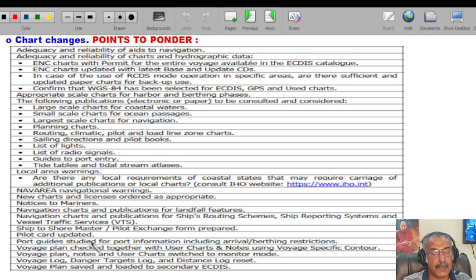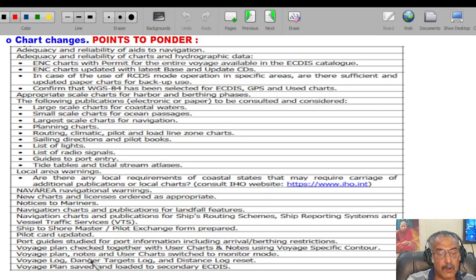Port guidelines, port guides studied for port information, including arrival, berth, and restrictions. That is, in case you have any draft restriction at berth, port, whatever it is, all those things have to be taken into consideration prior to committing to that passage.